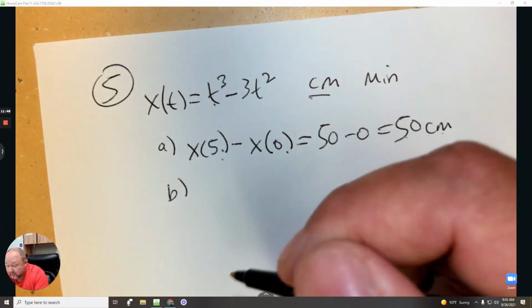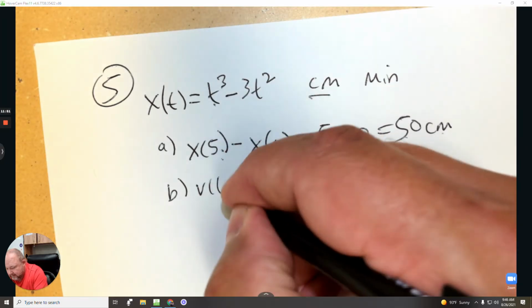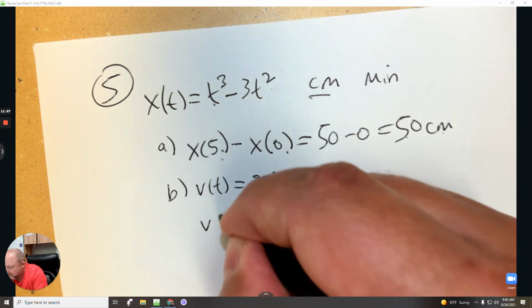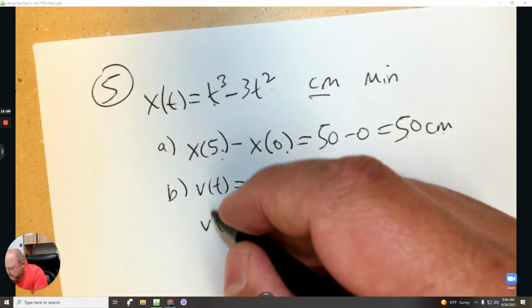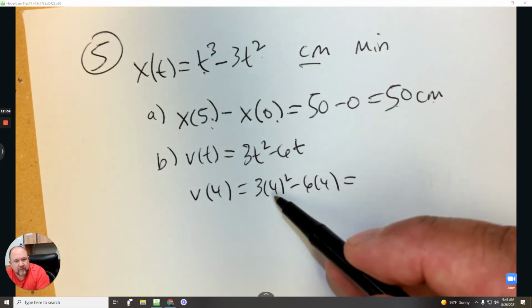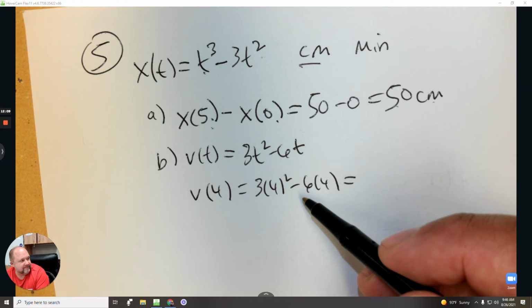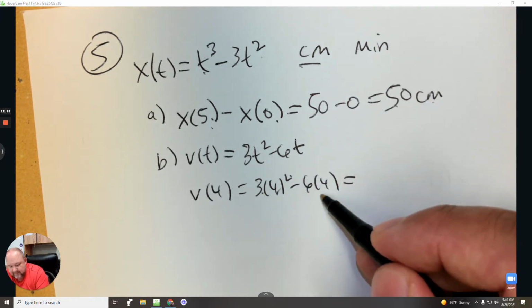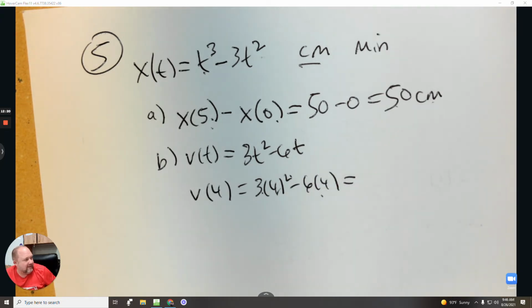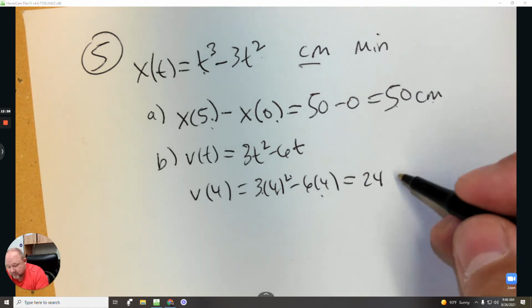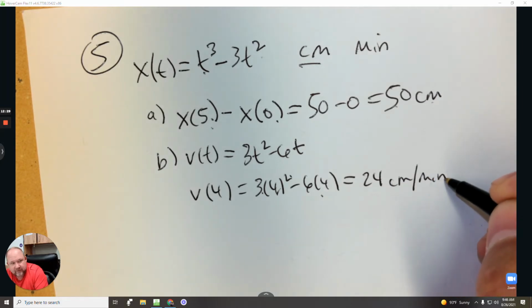B, find the particle's velocity when t is 4. So to find velocity, we take the derivative of position, and then we plug in 4 minutes. So this is 48, take away 24. Make sure I'm looking at the right thing. Yeah, so it's actually 24. So 48 take away 24 is 24. And that's centimeters per minute for the correct unit.